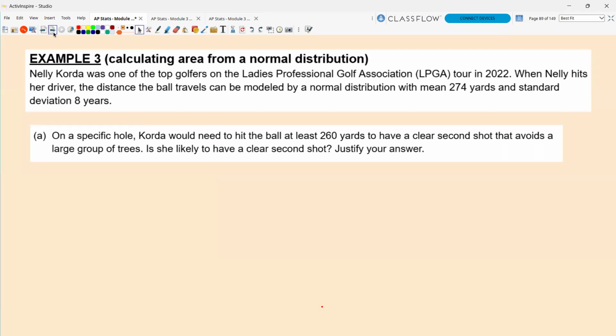A. On a specific hole, Korda would need to hit the ball at least 260 yards to have a clear second shot that avoids a large group of trees. Is she likely to have a clear second shot? Justify your answer.